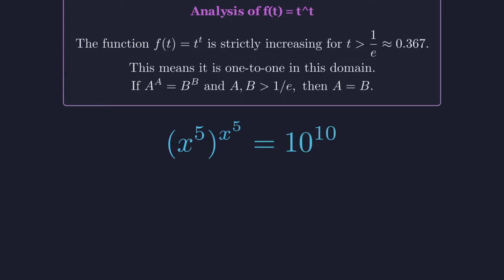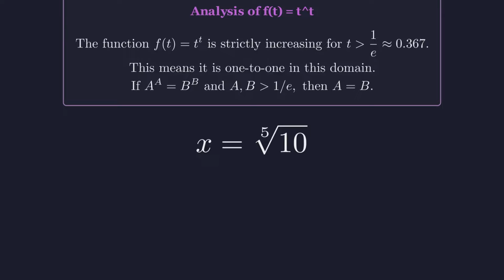This means the base on the left, x to the fifth, must also be in that same 1 to 1 region of the function. And since both of our bases are in the domain where this function is strictly increasing, we can confidently say that the bases have to be equal. That leaves us with the much simpler equation, x to the fifth equals 10. To solve for x, we just take the fifth root of both sides. And that gives us our unique real solution. x is the fifth root of 10.